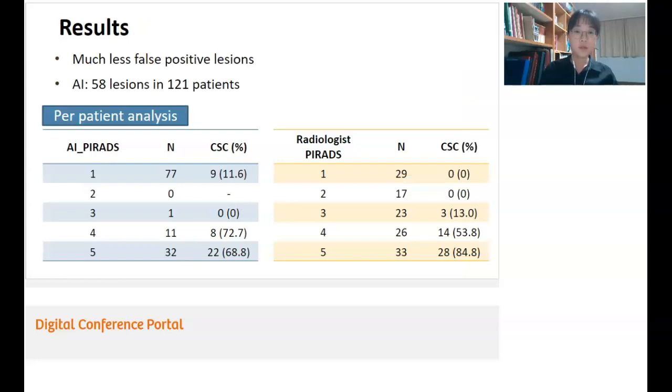So AI prostate showed much less false positive lesions than before. AI detected only 58 lesions in 121 patients. In per-patient analysis, the cancer detection rate of AI was 72% and 68% in PI-RADS 4 and 5 respectively. The right side table was the results of my review.